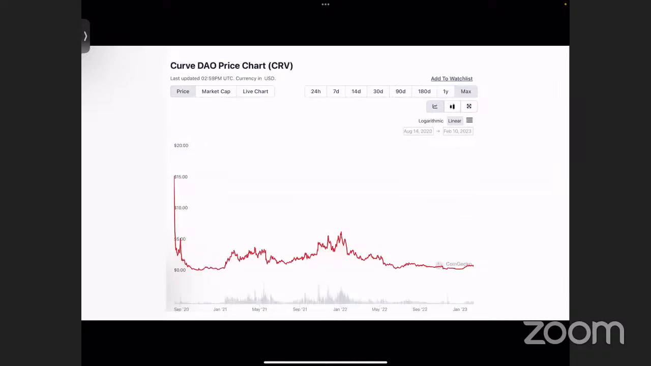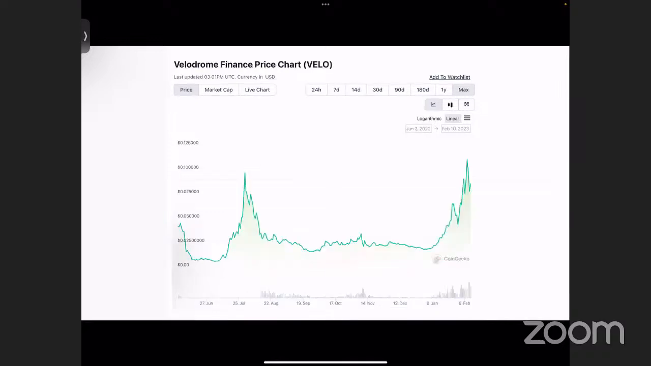You have the same with Curve, even though Curve may have more upside because of the Curve wars and so on. We can clearly see that there is a big selling pressure. Of course, there is a bear market that came in the meantime, but yet a lot of people are farming and dumping the Curve token. But it's not always the case. We're going to speak after about Velodrome.